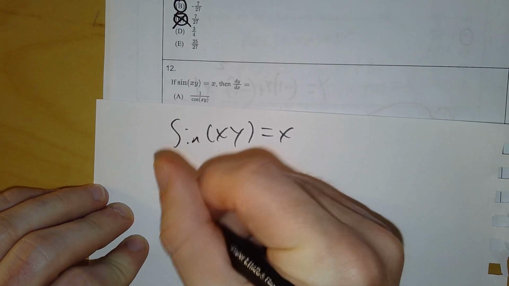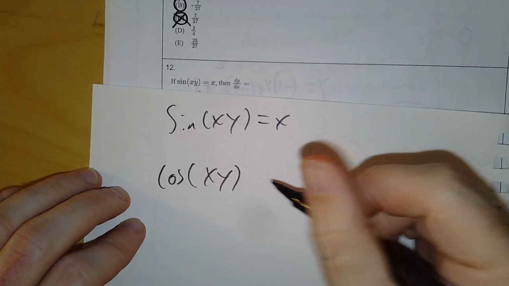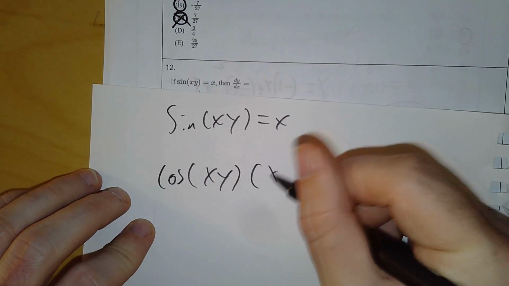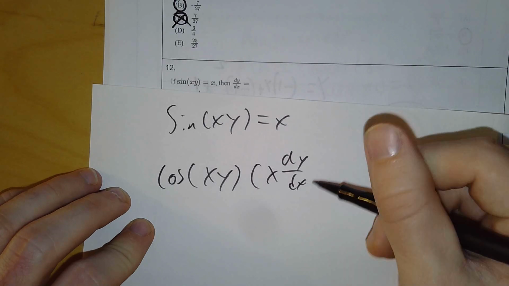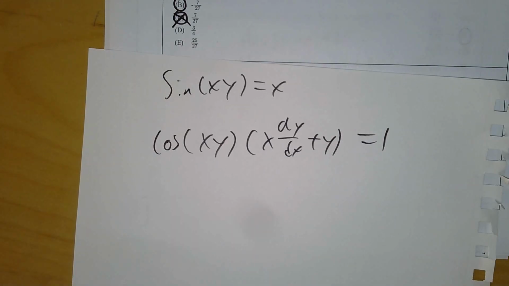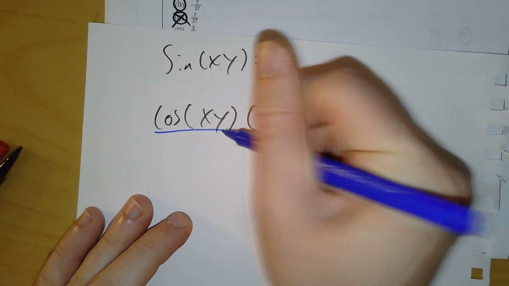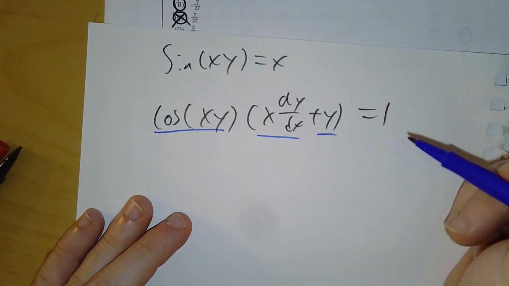The derivative of sine is cosine. Keep the inside the same, xy. Multiply by the derivative of the inside. The derivative of the inside is the product rule: x dy/dx plus y equals 1. Okay, this is a weird one. This is not actually that bad. I think it looks really complicated. Basically, we have 3 terms here: cosine xy, x dy/dx, and y, and it equals 1.